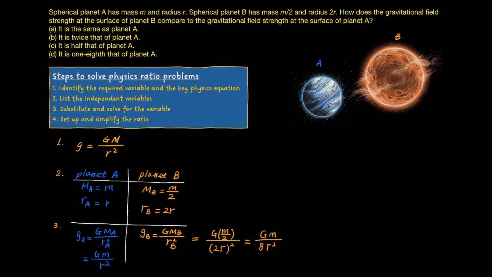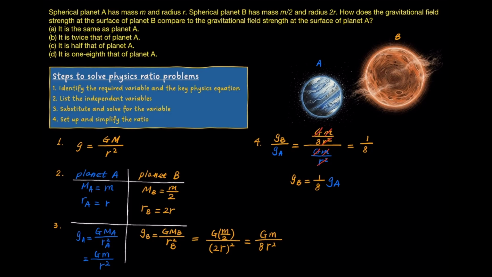Okay? The last step is to set up and simplify the ratio. When we take gB over gA, we get gB is Gm over 8r squared, then divided by Gm over r squared. All the common terms, the G, m, and r squared, all cancel out. Eventually this gives us 1 over 8. And this leaves us with a very clean relationship. And then we can rewrite this to show the final answer, which is gB equals 1 over 8 of gA.